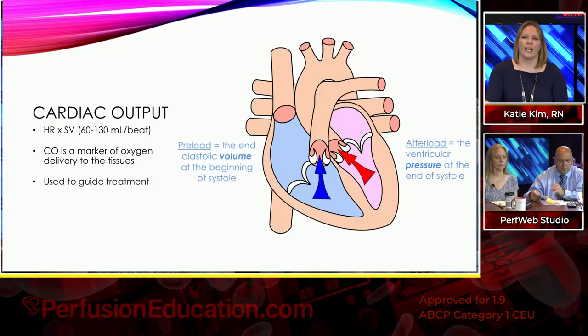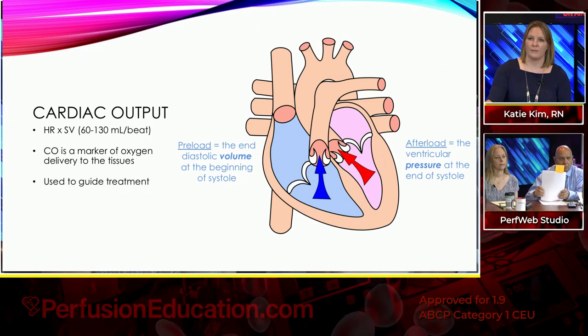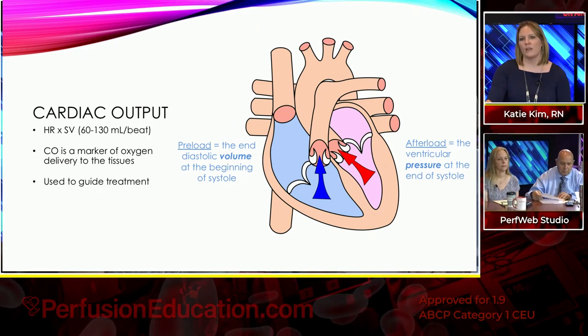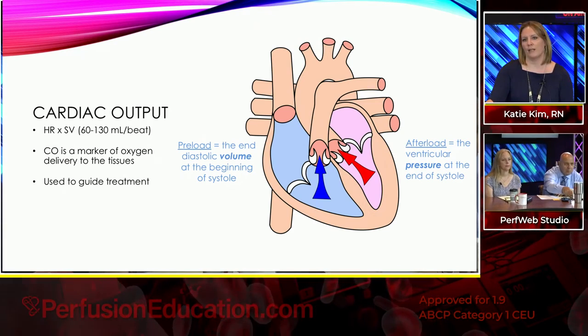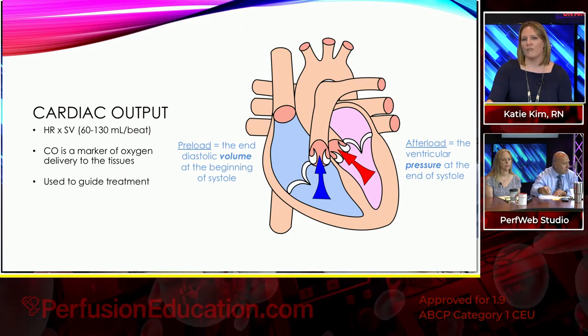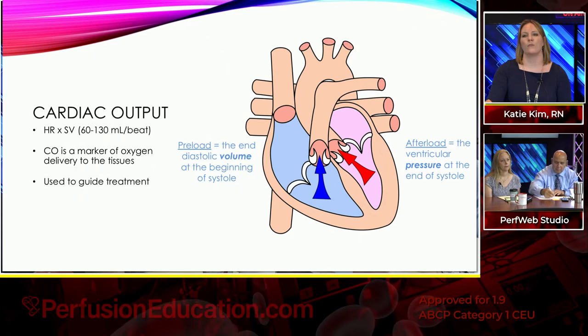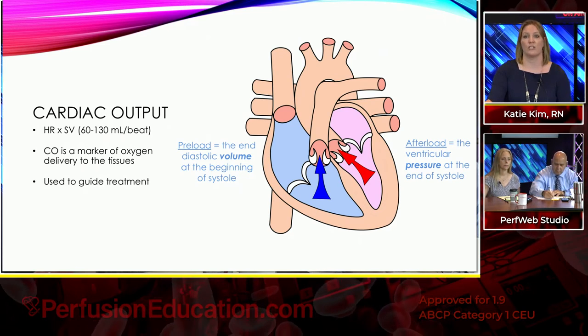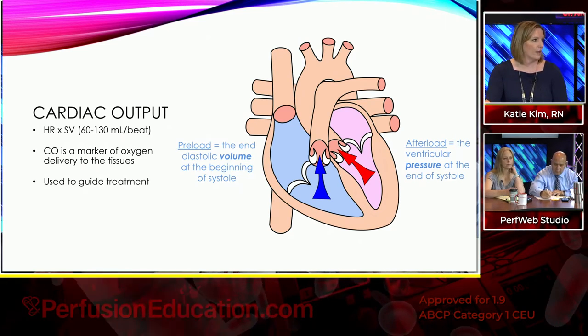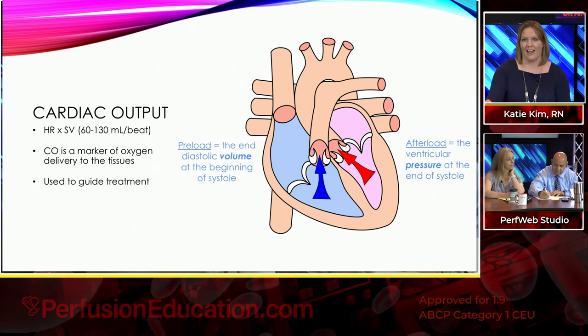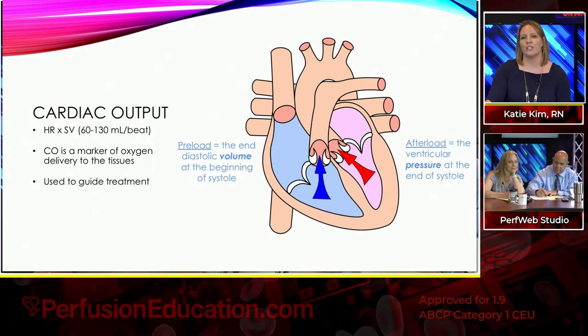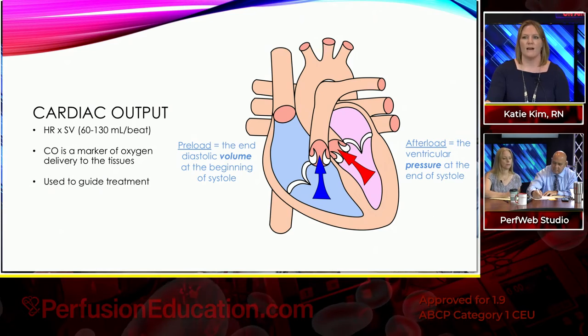So we'll start with cardiac output, which is your heart rate times your stroke volume. And normally this is 60 to 130 milliliters per beat. And it's a marker of delivery of oxygen to your tissues. So we really care about flow to the tissues, because if tissues don't get oxygen, what do? They die. And so our cardiac output is used to guide our treatment.